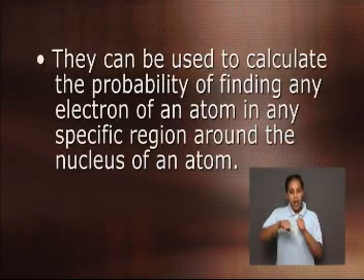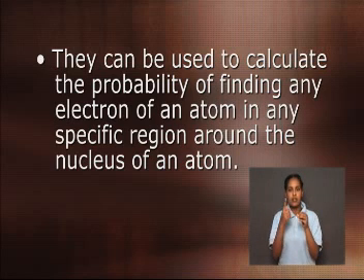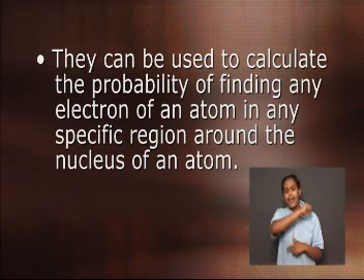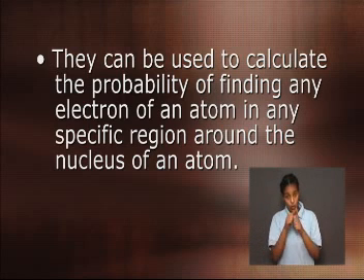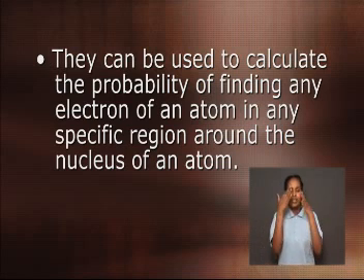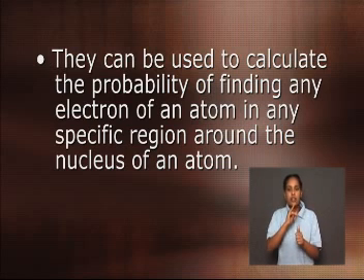Atomic orbitals can be used to calculate the probability of finding any electron of an atom in any specific region around the nucleus of an atom. In other words, they can be used to determine the region where an electron is likely to be. If your answer was similar, then you are correct.